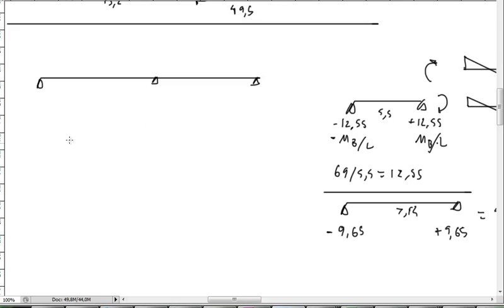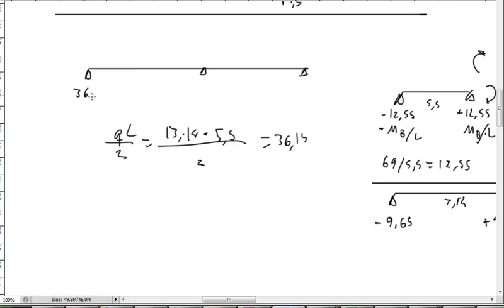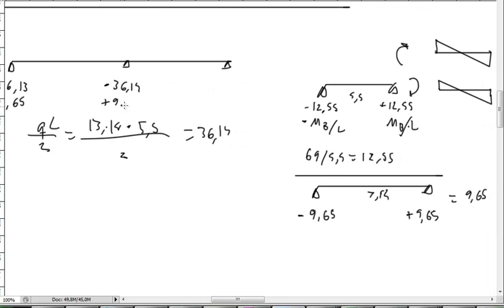So this is you take the reactions, or the shear, sorry, and then you have the basic QL divided by 2. So we have 13.14 times 5.5 divided by 2, which is equal to 36.13. So we will have 36.13 here minus 9.65, and also we have the same one here, but opposite. So here will be plus, and here will be minus, plus 9.65, and also for the other part.